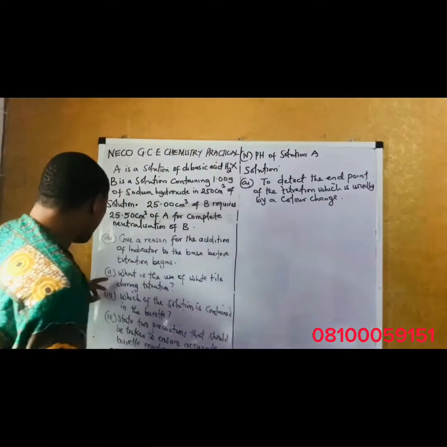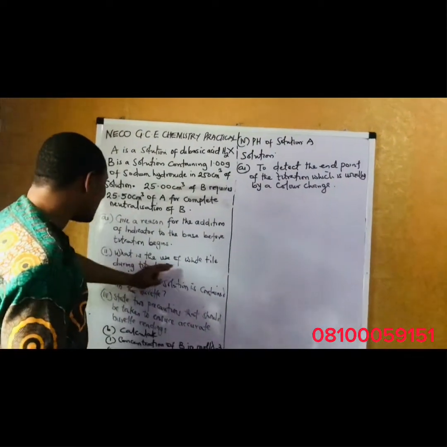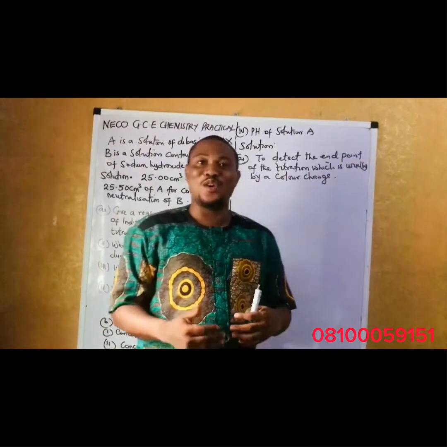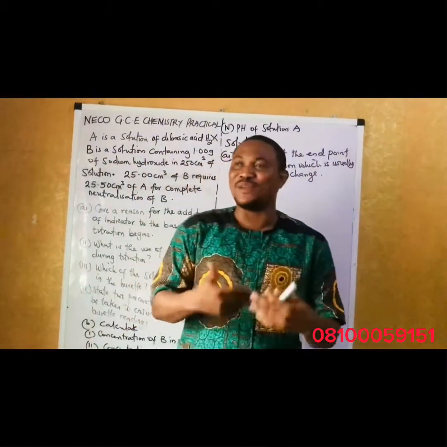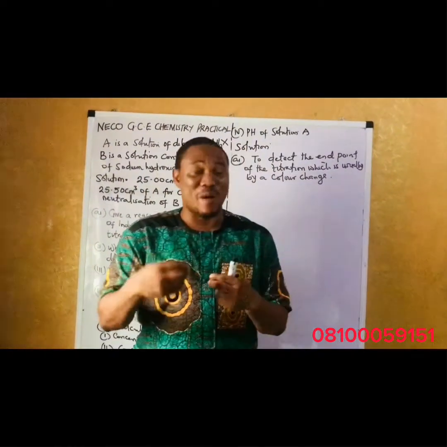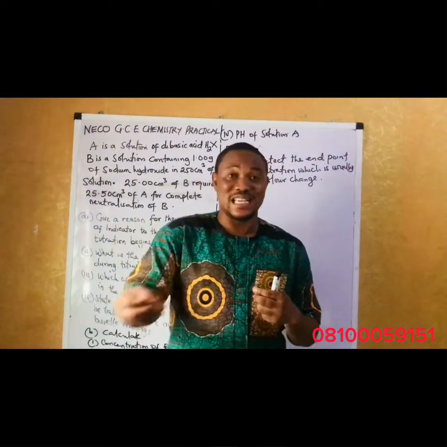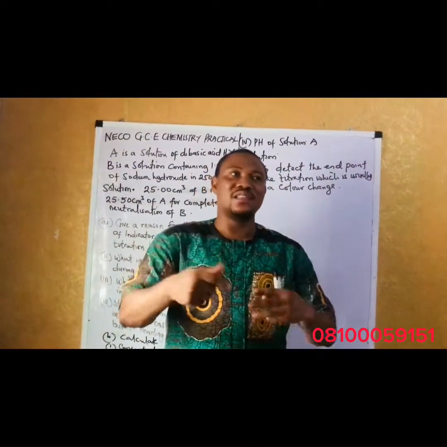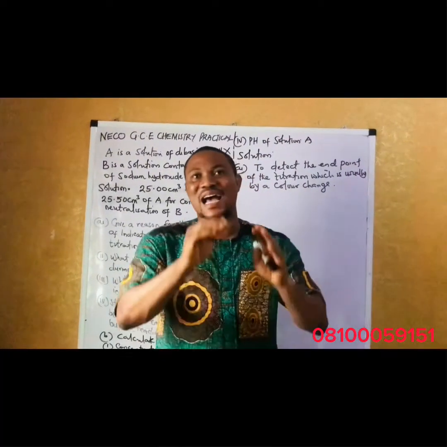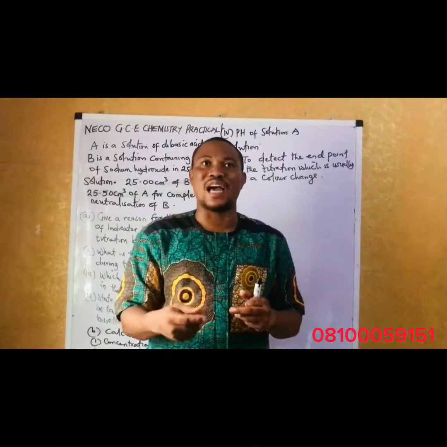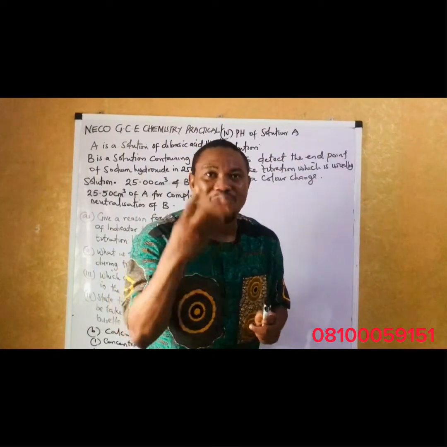So another one, they said, what is the use of the white tile during the titration? Of course, I've not used that on my channel, because I have been doing titration for a while, so I can actually do a perfect titration to a large extent. So me, I don't always use a white tile. But of course, in the normal standard condition, there should be a white tile. And what is the work of the white tile? So that you can easily observe any color change.